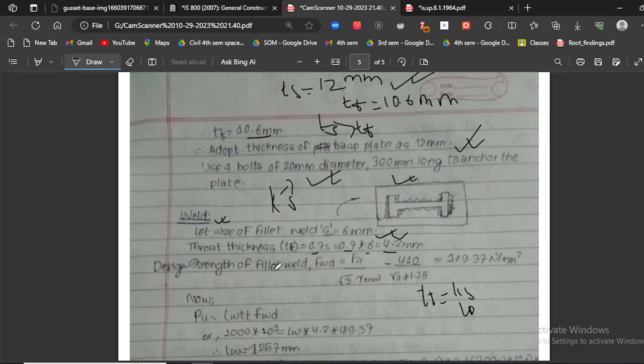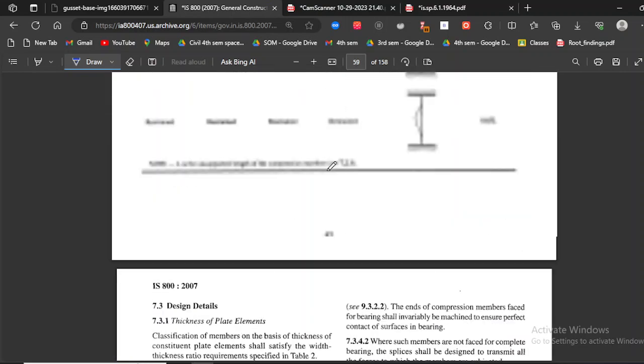Now the design strength of fillet weld FWT is equal to Fu divided by root 3 gamma MW. This is going to be equal to 410, which is given in the question, divided by root 3 into gamma MW of 1.25. The values of gamma MW, gamma M0, all these values can be found from Table 5, page number 30 of our code book. Let me show you quickly.